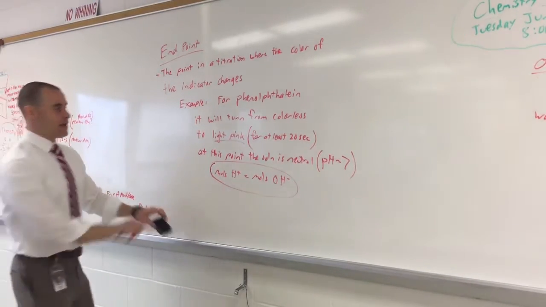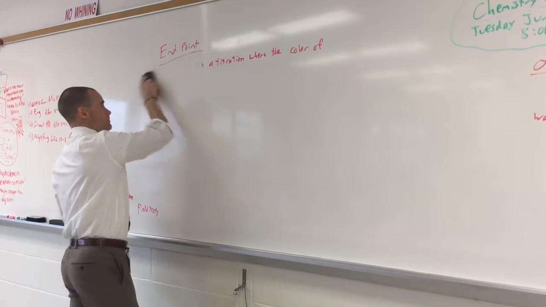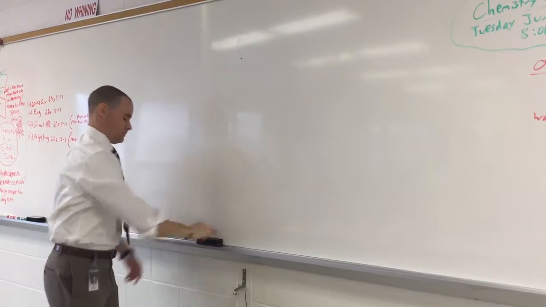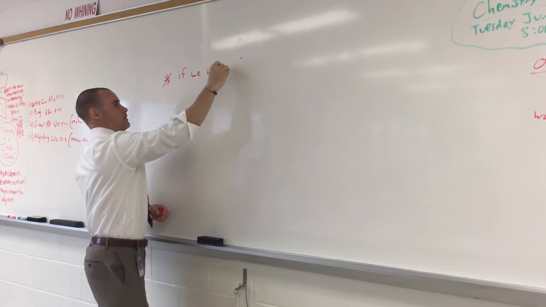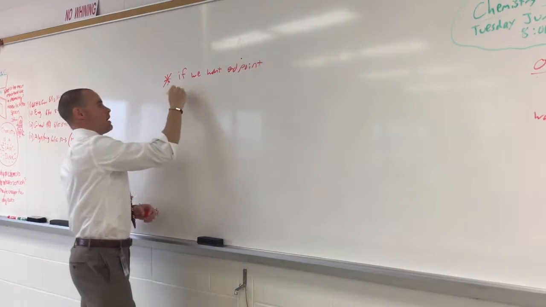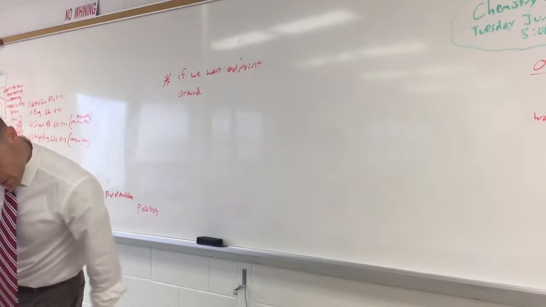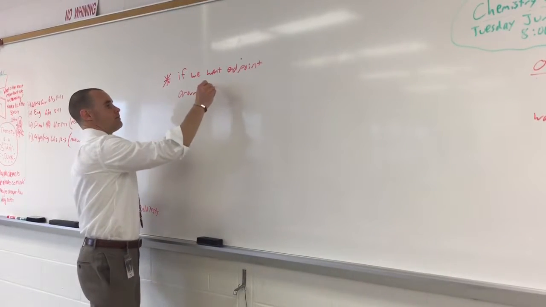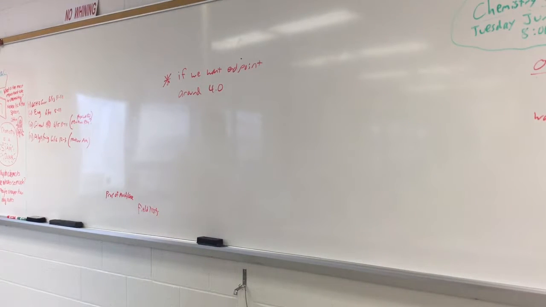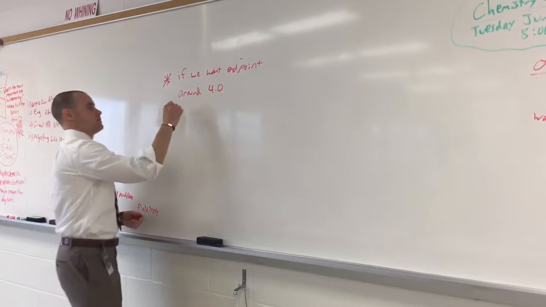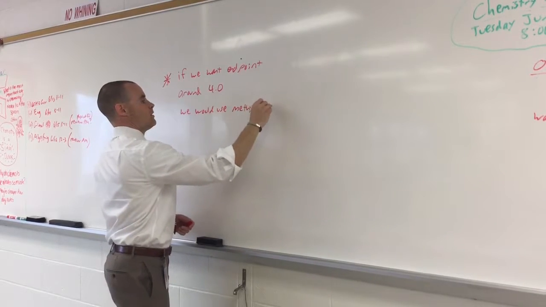If I wanted an endpoint that was not a pH of 7, so I'm just going to add this here to our notes. So if we want an endpoint around, let me get my table M out, 4, what indicator should we use? Methyl orange. We would use methyl orange.